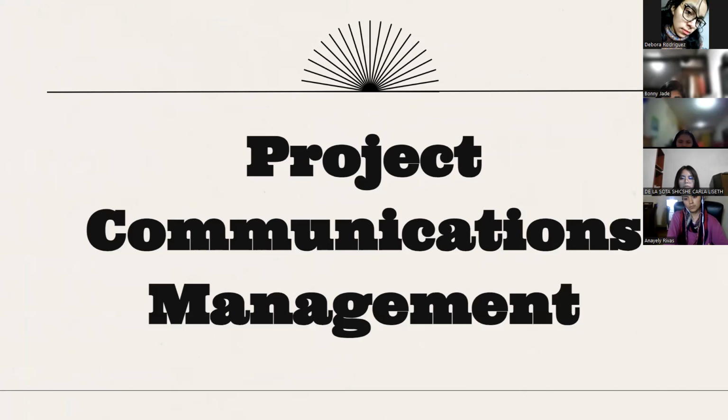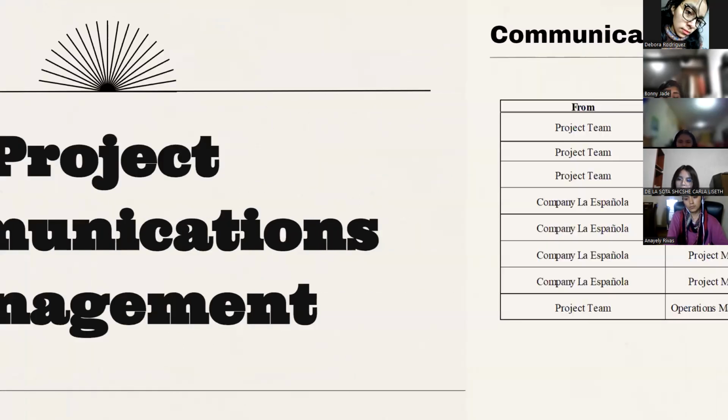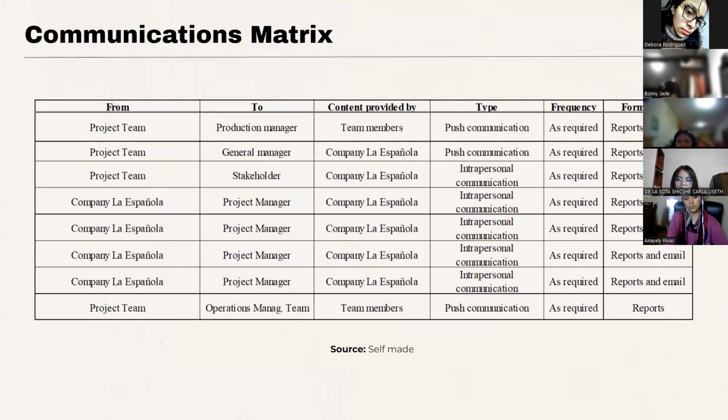So now we are going to talk about the project communications management. We are going to present the communication matrix, which is a tool that will help us in planning, tracking, and managing communication over the project. It provides us with a structured approach to identify the communication needs of the different stakeholders and ensures that the right information is delivered to the right people at the right time.